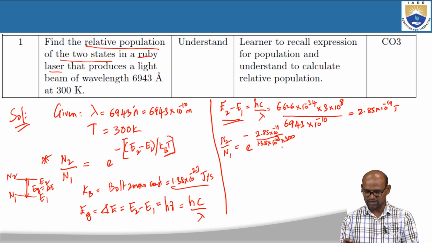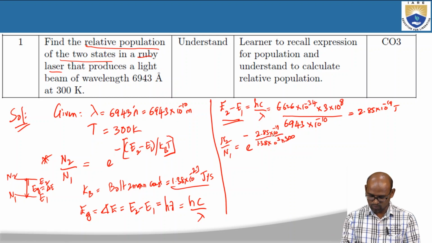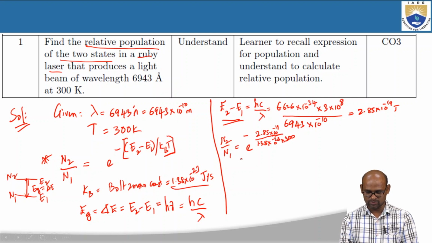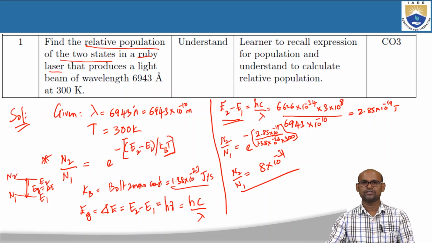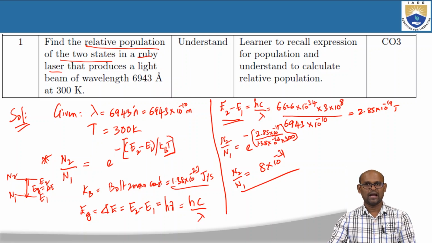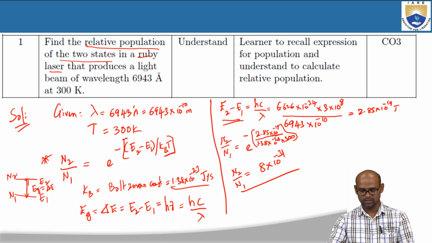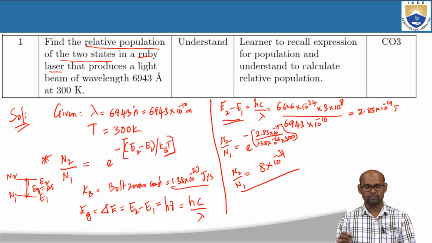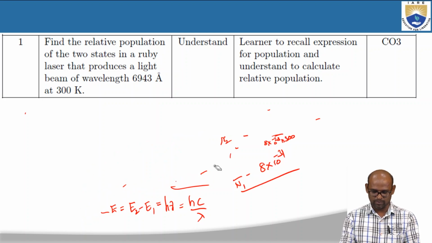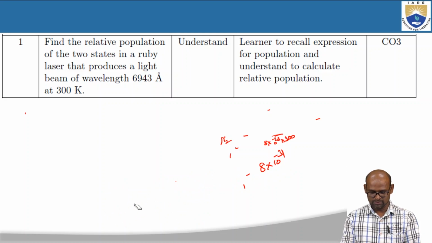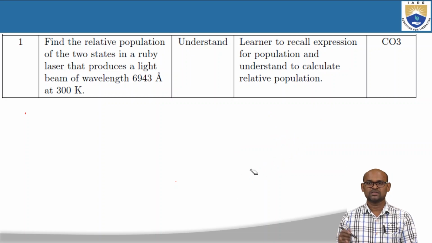The kB value and the temperature are known, so this is 1.38 into 10 power minus 20 into 300. By calculating the exponential of this, we get N2 by N1, the population ratio between the two states E1 and E2 with populations N1 and N2, as 8 into 10 power minus 31. So we have calculated the relative population between these two states. Let us go to the next problem. While calculating this exponential, we should be careful about using the exponential properly in the calculator, otherwise you will get a wrong answer. That is exponential of minus (E2 minus E1) by kBT.